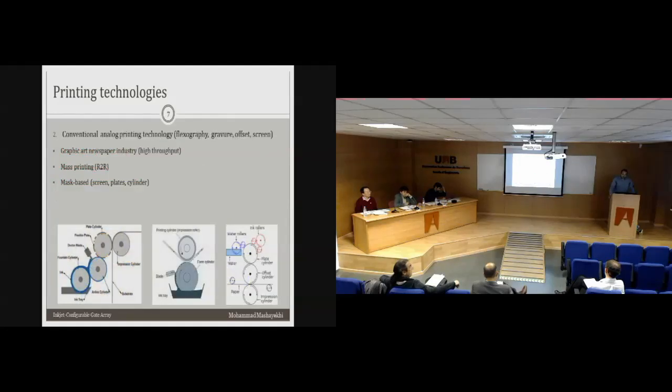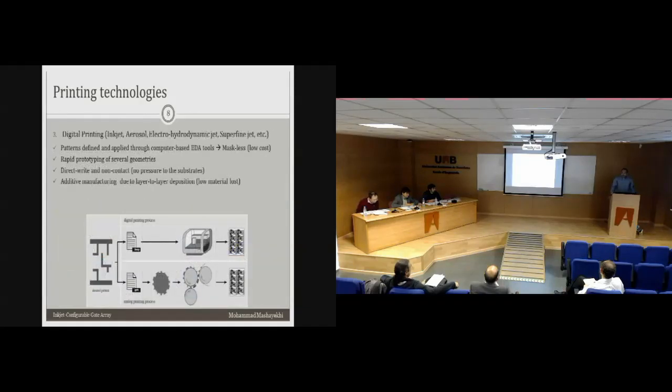On the other hand, we have analog printing technologies, where they are taking their heritage from newspaper industry, art industry. They're mass printing, roll-to-roll printing. They're having high throughputs. Some examples are flexography, gravure, offset, screen. And basically, they are still using masks, but in other forms, like screens, plates, cylinders, and stuff. And usually they are used for low-end applications where large area and flexibility are important.